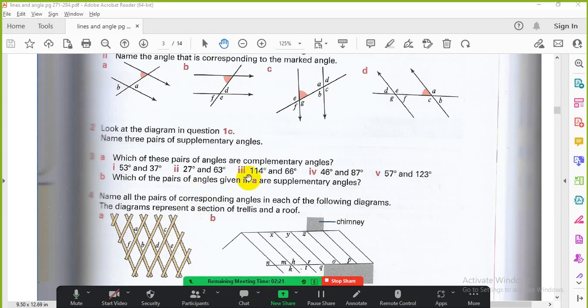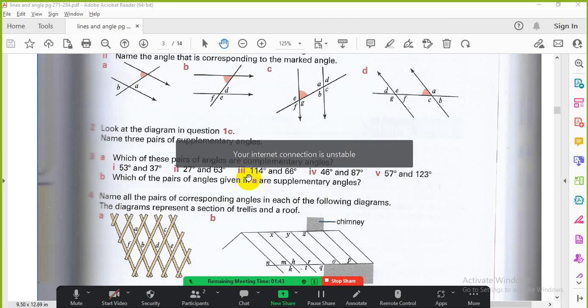Guys, first diagram. Yes, sir. I'm done. Name all the pairs of corresponding angles. Okay, what are the corresponding angles? A and F. Very good. C and D. Okay. A and B. E and C. Okay, is that clear? Yes. Right, very good. Second diagram.